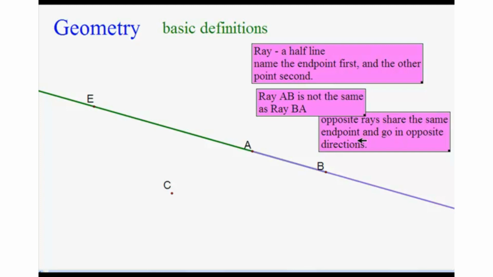Now what we're going to do next is construct something called an angle. An angle is made up of rays.